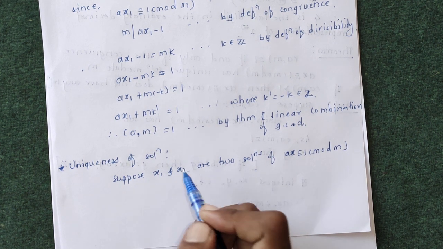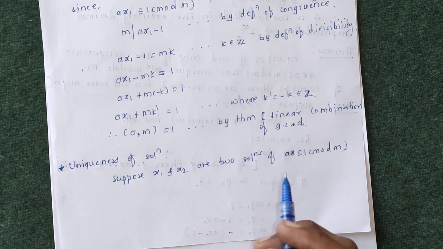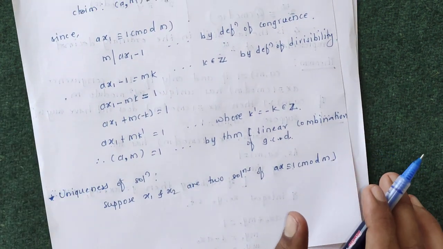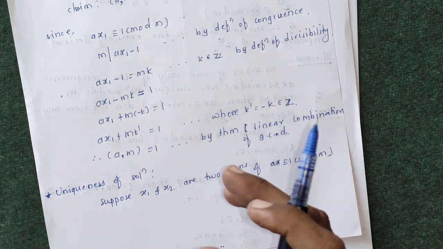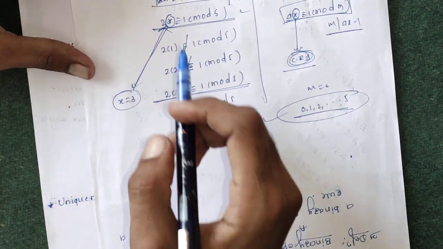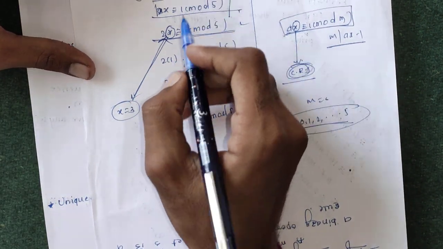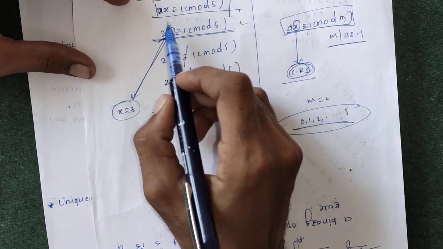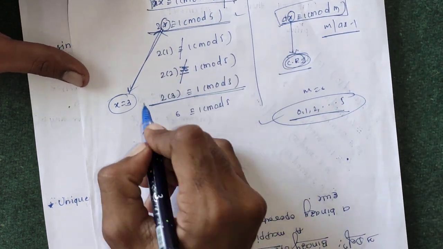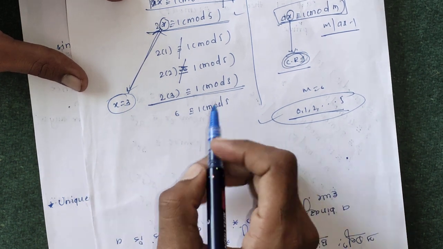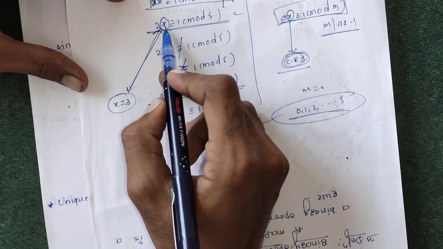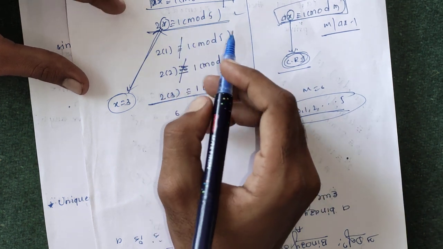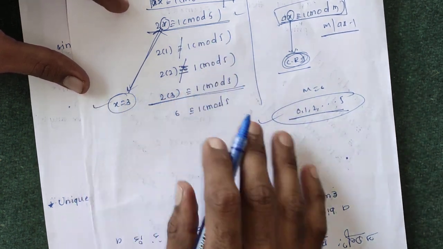If these two solutions are congruent to each other, then we clearly say that the solution is unique. For example, we took one example before starting the proof of this. We have taken the GCD of 2 and 5 equal to 1, and ax congruent to 1 mod m, that is 2x congruent to 1 mod 5, has the solution x equal to 3. If you put the value x equal to 4, then 2 into 4 minus 1 is 7, and 7 is not divisible by 5. So x equal to 3 is the unique solution.